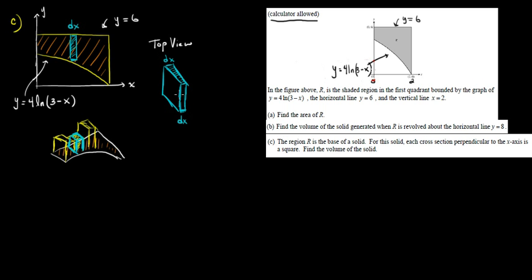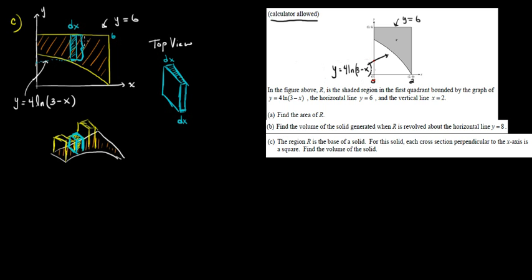Now because this is a square, we know that this side right here is the same length as this side, right? Well, what is the length of a side? It's going to be the distance from here to here. Well, what is the distance from here to here? Again, this is 6, and the height here is given by this curve, this function here, 4 ln of 3 minus x.